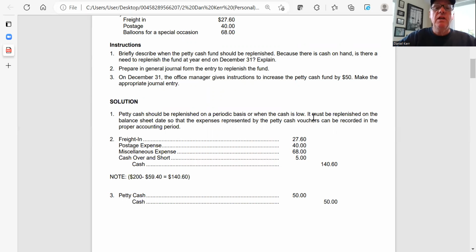And then the third one, the office manager wants to increase the petty cash fund by $50. So here we're going to increase the fund. Anytime you either set up the fund or you increase the fund, you debit petty cash and you credit cash. Right? So petty cash is part of cash, but it's not sitting in the checking account. It's sitting in a separate, hopefully secure box or drawer to pay incidental expenses on a daily basis.